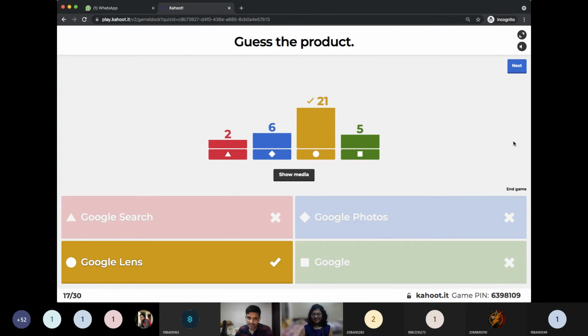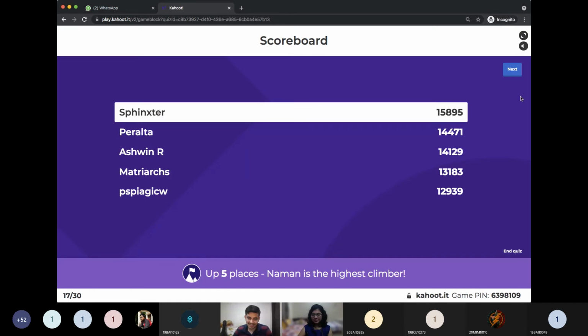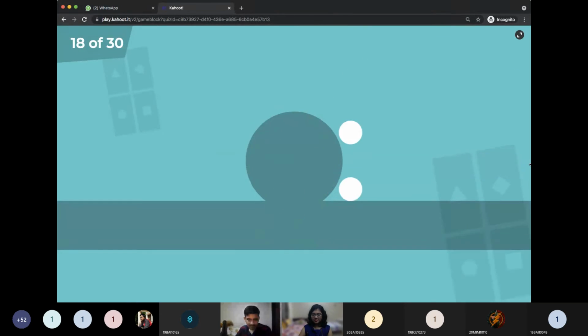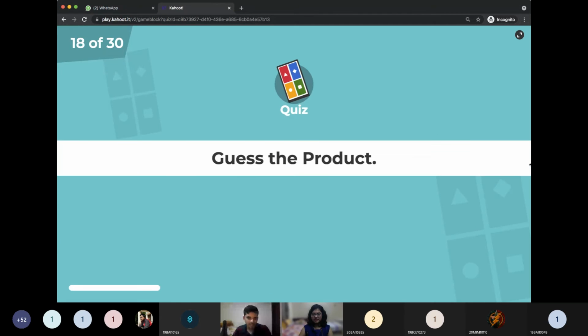Okay, 21 got it correct. That's great. We have very slight changes. Sphincter, Peralta, and Ashwinar are leading. Another question, yet again for double points. Guess the product.